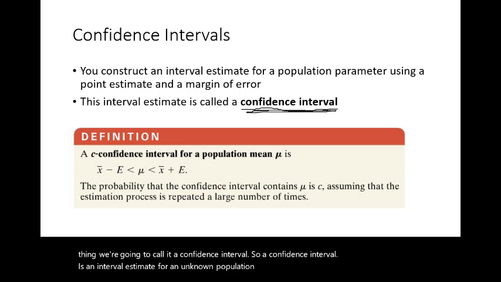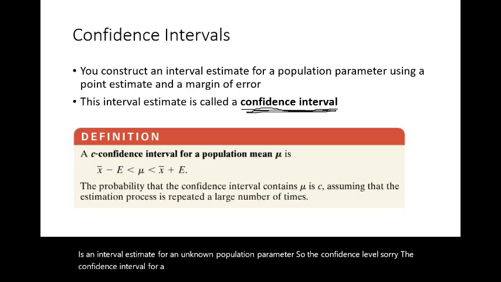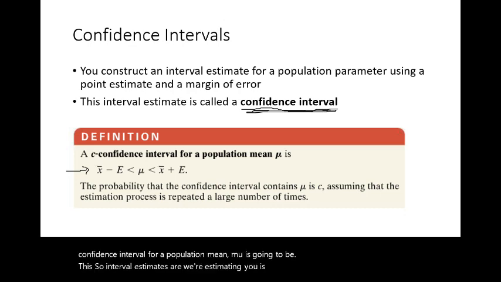So a confidence interval is an interval estimate for an unknown population parameter. The confidence interval for a population mean mu is going to be this. With interval estimates, we're estimating that mu is going to be between this value and this value.